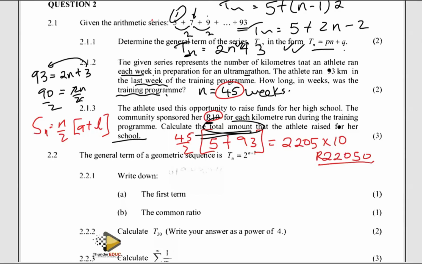Okay. So we can use this, or we can also use that n over 2 into 2a plus n minus 1 into d. There's no problem. You should be able to get to the same answer.